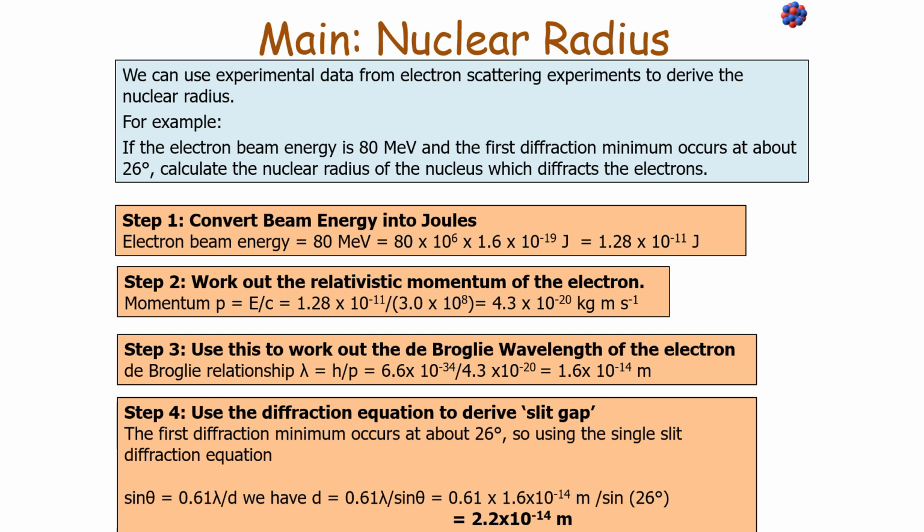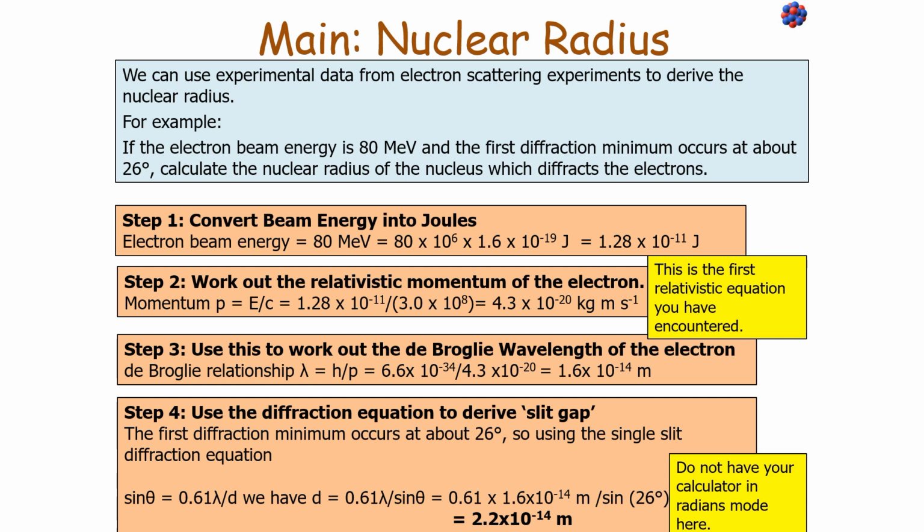So we say sine theta is equal to 0.61 lambda over d. So therefore d is equal to 0.61 lambda over sine theta. We know theta in this case to be 26 degrees. We've worked out the de Broglie wavelength lambda to be 1.6 times 10 to the minus 14 meters. Pop our value in and we get 2.2 times 10 to the minus 14 meters.